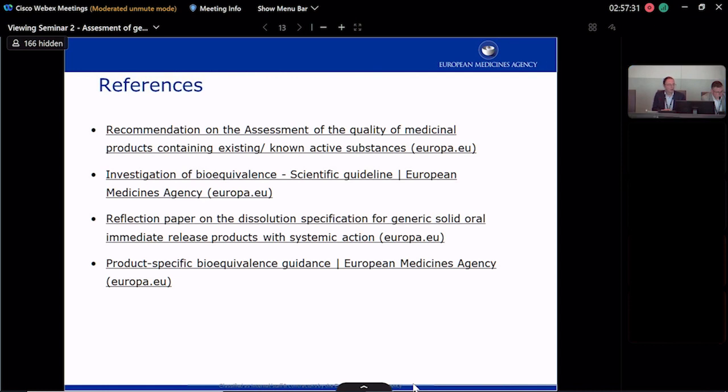Here you have some reference. You have the link of some reference that is published in our website as the recommendation for the assessment of the quality of medicinal product containing existing known active substance, the investigation of bioequivalence, this is a scientific guideline, and the reflection paper on the dissolution specification for generic solid oral immediate release product with systemic action, and product specific bioequivalence guidelines as well.